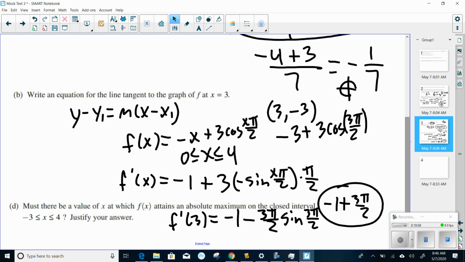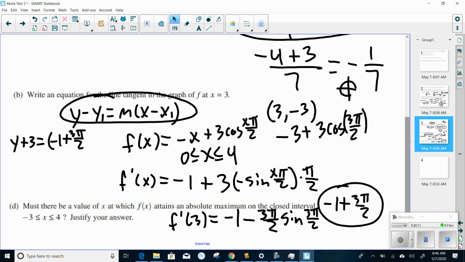Now I've got all that stuff. Now I just need to plug it into this equation up here. So I'm going to go y minus my y coordinate. So y minus negative 3 would be y plus 3 equals my slope. That's negative 1 plus 3 pi over 2. Make sure you put it in parentheses. Times by x minus 3. That's the equation of my tangent line right there.